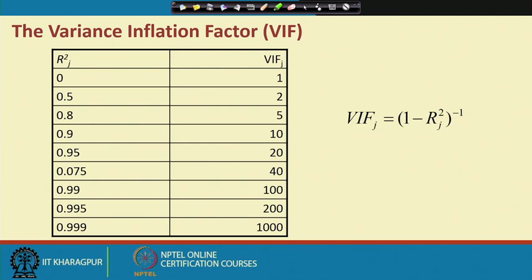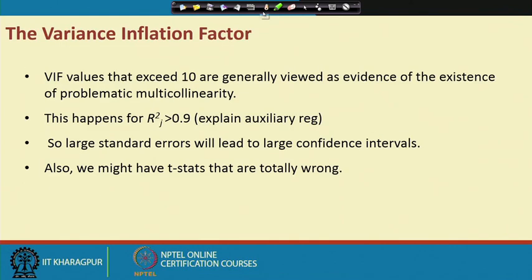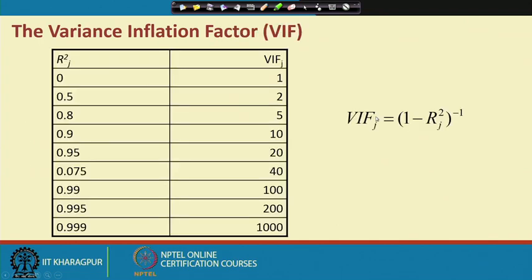One such indicator is VIF, the variance inflation factor. It starts from 1, and it depends upon 1 by 1 minus R squared, where R squared is the coefficient of determination. In this case you will see the range of structures. It starts with R squared equal to 0, VIF equal to 1, and R squared equal to 0.5, VIF equal to 2. A high variance inflation factor will give you a high multicollinearity problem.